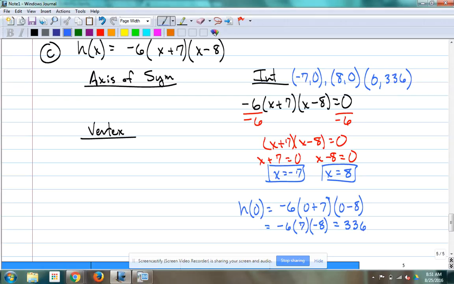Okay. So for our axis of symmetry, we want to add -7 plus 8 and divide by 2. Right? Positive 1/2. So x equals 1/2. Or 0.5, I'm not going to be too picky there. Probably in fraction form most of the time, but I'm not going to be crazy there. Now let's find the vertex. That just means plug that in.